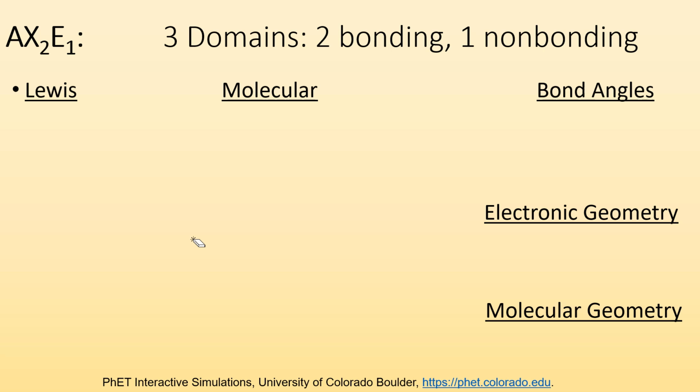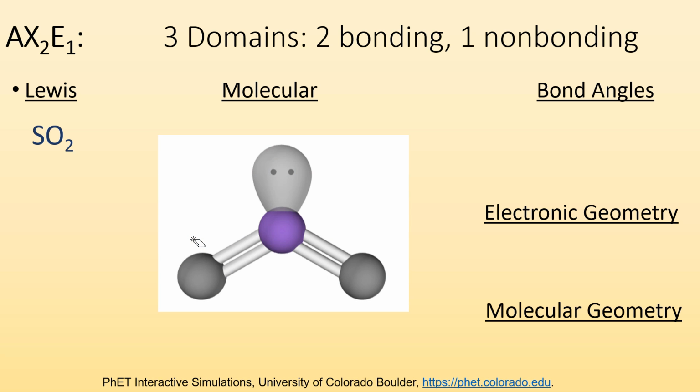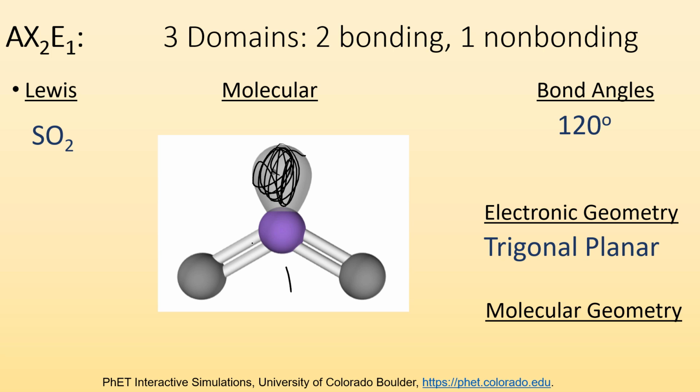AX2E1, I have 3 domains total, 2 are bonding and 1 is non-bonding. So a Lewis structure could look like SO2, and this is what the shape of SO2 looks like. And now you can see the bond angles here would be, maybe you can tell, 120, because the electronic geometry is trigonal planar. If I'm looking at the atoms and the electrons, I have a trigonal planar shape. But the molecular geometry is going to be different. So molecular geometry, I'm ignoring these unshared pairs of electrons and I'm just looking at the atoms. And what shape does that make? Bent. That's the fancy scientific term for that shape, bent.